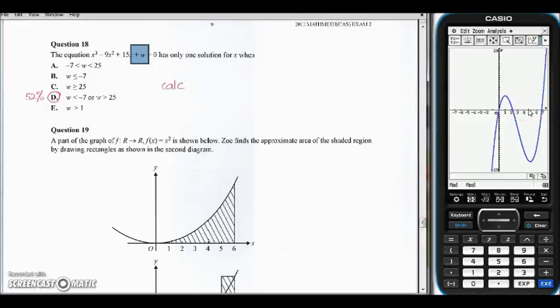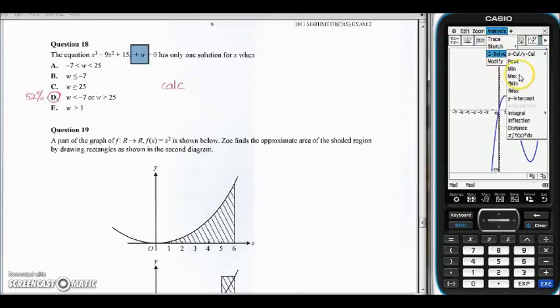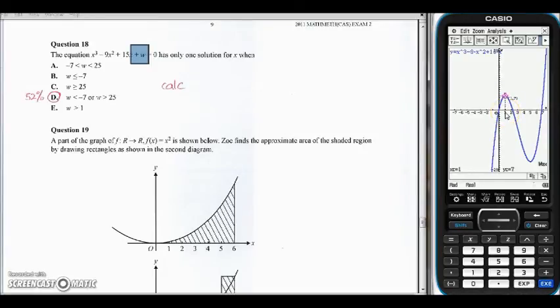So I would have one solution if w is greater than 25. By the same logic, if I moved the graph down so that this maximum point was below the x-axis, I'd also only have one x-intercept. The maximum is at (1, 7). So if w is less than negative 7, or w is more than 25, then I'd only have one solution. So that's why the answer is D. Okay? Alright.